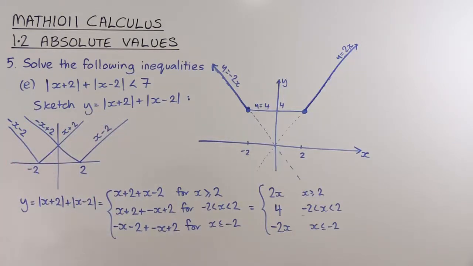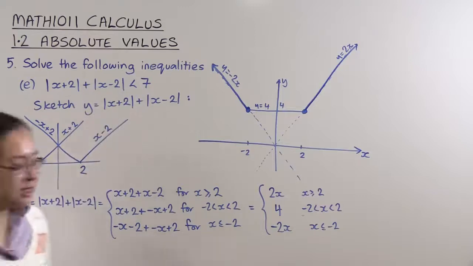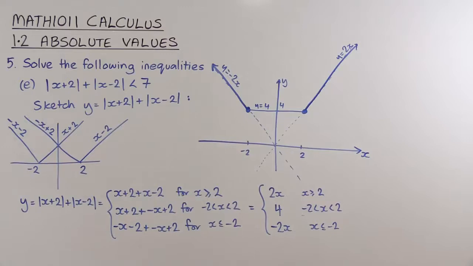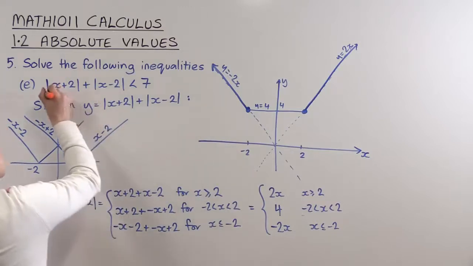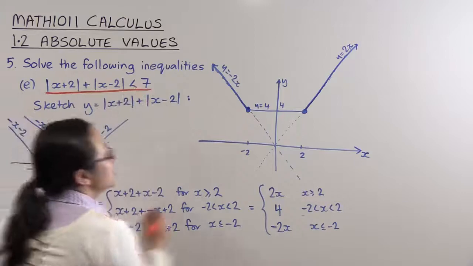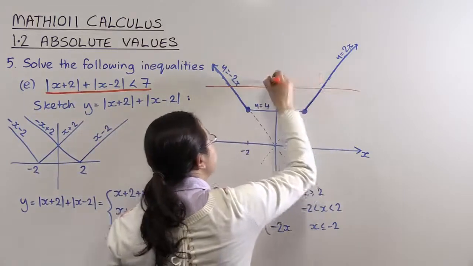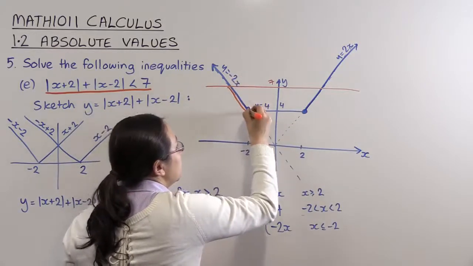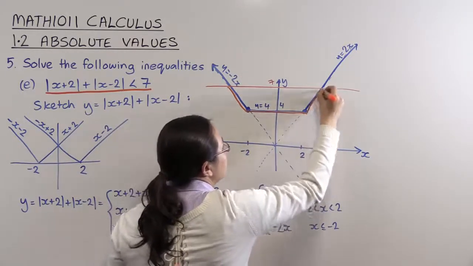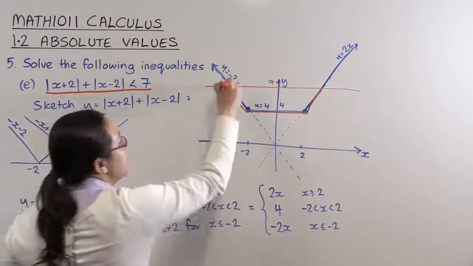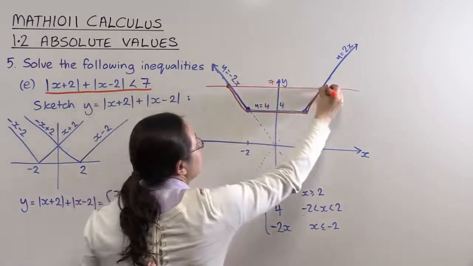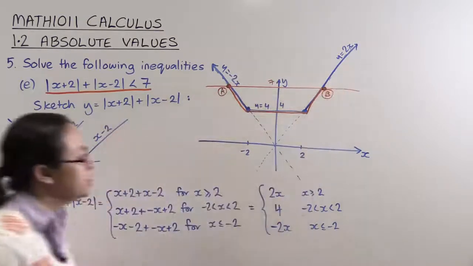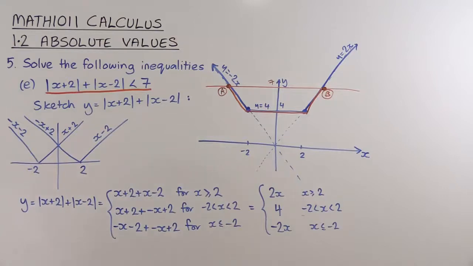Now, the question is asking, when is that graph less than 7? Where's my orange whiteboard marker? So this is less than 7. Well, 7 somewhere up here. So that graph is less than 7 here, here, and here in all these sections. So we need to find out these points of intersection. If I can find those points of intersection, I can answer the question. So I want to find these points of intersection A and B, then I can answer it.